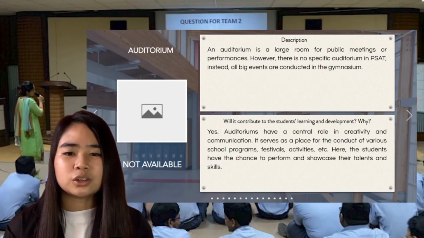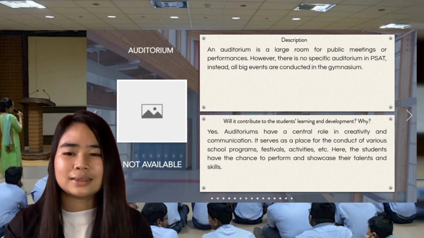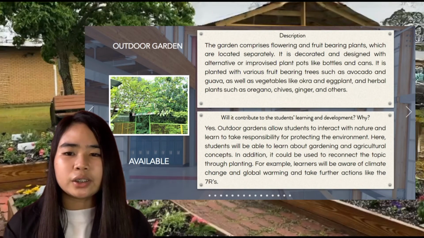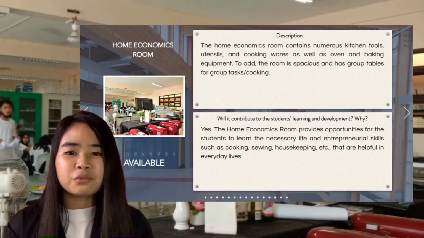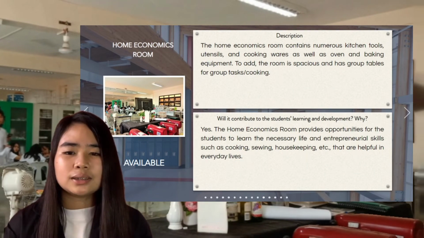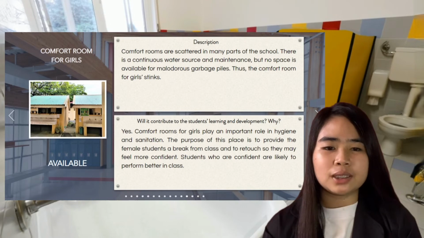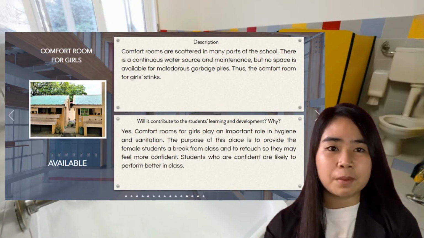The auditorium offers a chance for students to perform and showcase their talents and skills. Outdoor gardens allow students to interact with nature and learn to take responsibility for protecting the environment. The home economics room provides opportunity for the students to learn the necessary life and entrepreneurial skills. The comfort room for girls provides the female students a break from class to retouch so they may feel more comfortable.